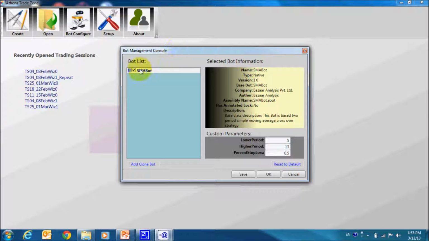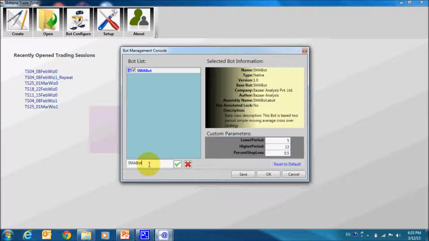At this moment, system has only one registered bot, SMA bot. As the name suggests, it is based on simple moving average crossover strategy. By default, this bot follows 5 and 13 period moving average line as reference and 0.5% stop loss. We can create a clone bot based on this native bot. In clone bot, strategy is same, but the parameters like stop loss can vary.